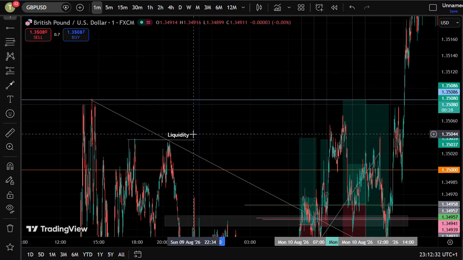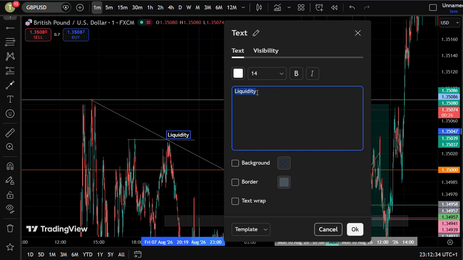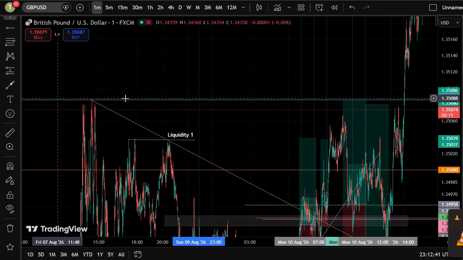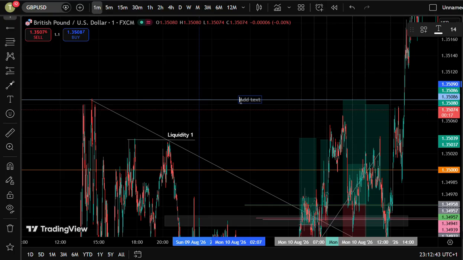So remember, this is liquidity one. Let me label this as liquidity one. This is liquidity one, and this is liquidity two. So we'll call this liquidity two. Liquidity two is the daily liquidity.